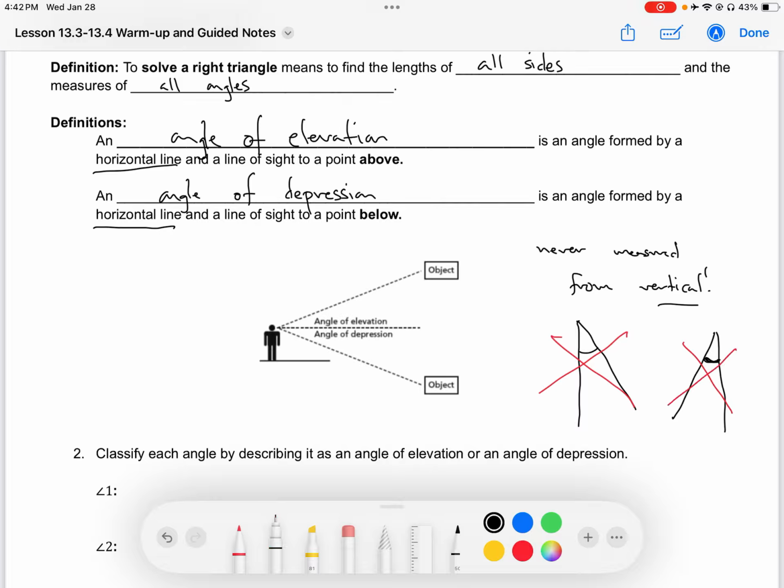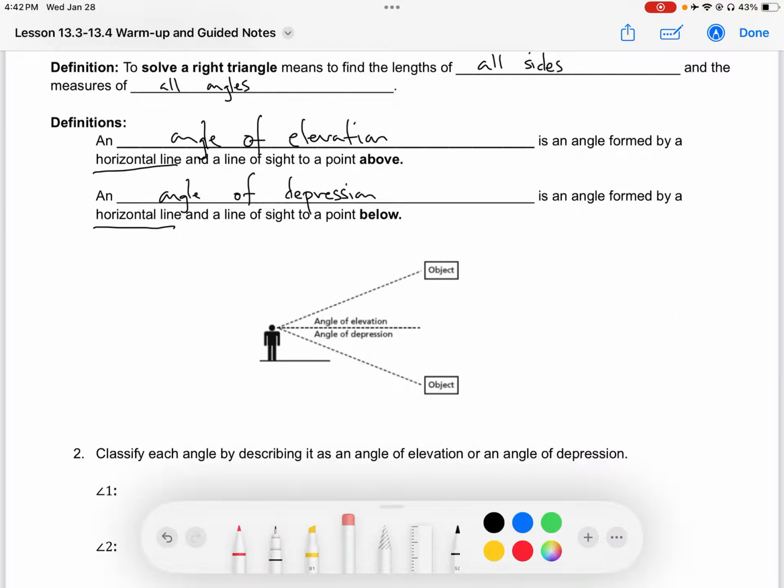This is a very, very easy thing to confuse, which is why I'm taking a little bit of time to explain it. So whenever you're drawing an angle of elevation or depression, make sure you have a horizontal line first. Elevation, you're going to measure up from that line. Depression, you're going to measure down from that line.